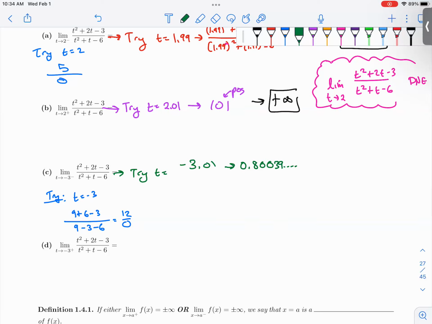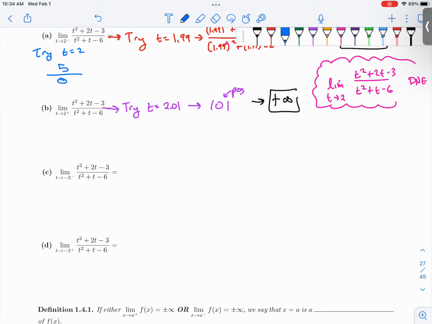What am I doing wrong, guys? Where did I make a mistake in my calculation in blue? Maybe you did 9 plus 6 instead of 9 minus 6. So there's the issue there. So I'm all messed up. I'm so sorry about that.